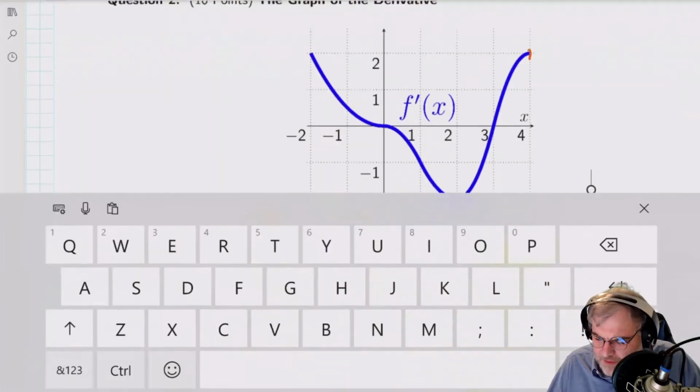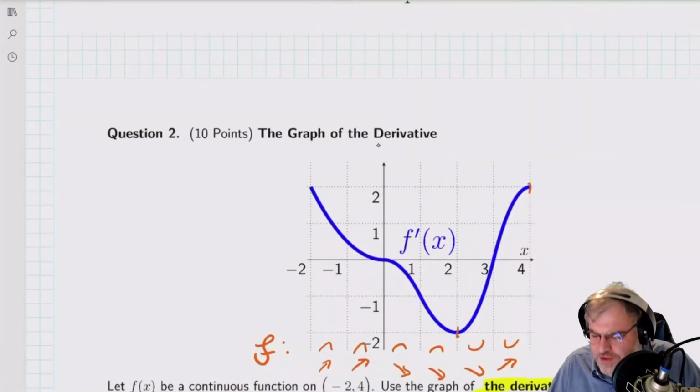Okay. The big thing with this one is that you're looking at the graph of the derivative. Excuse me, I'm eating my Tums. I'm old now. I have to have Tums every once in a while.